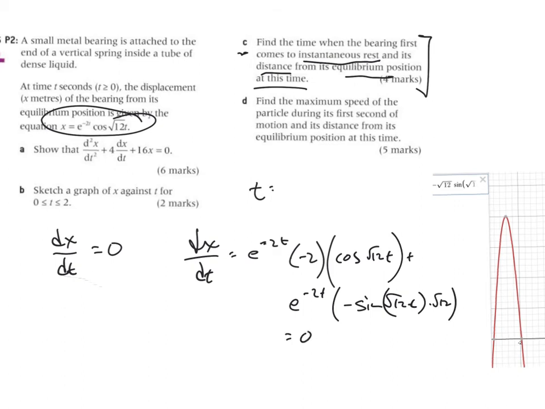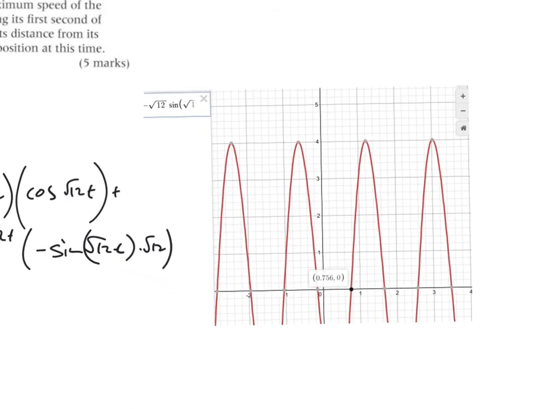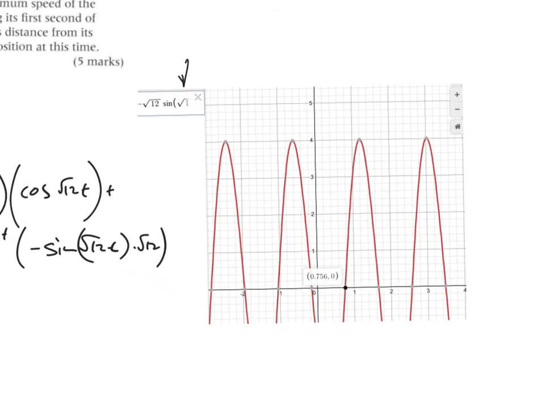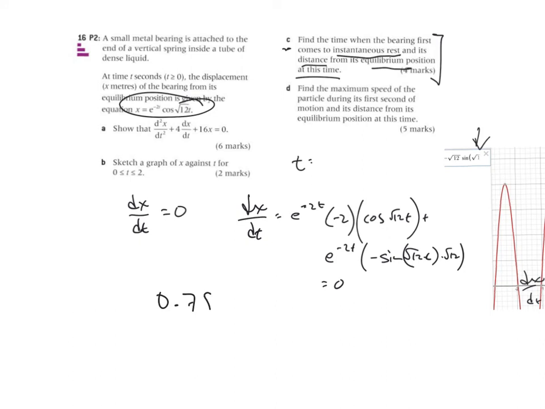And the easiest way I can do that is if I go over to my calculator, and if I choose to graph it, I use Desmos because the iPad doesn't do the other stuff well. You find the first point of intersect where it's 0, because you want the derivative equal to 0, and you get 0.756.